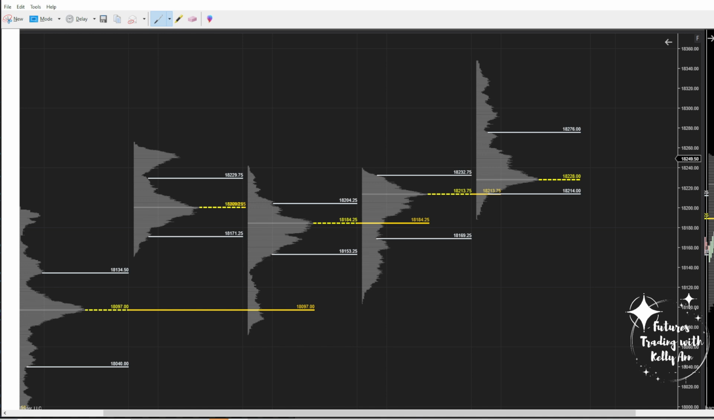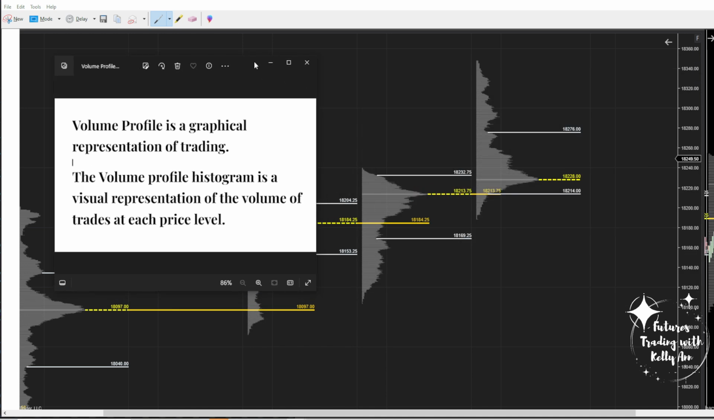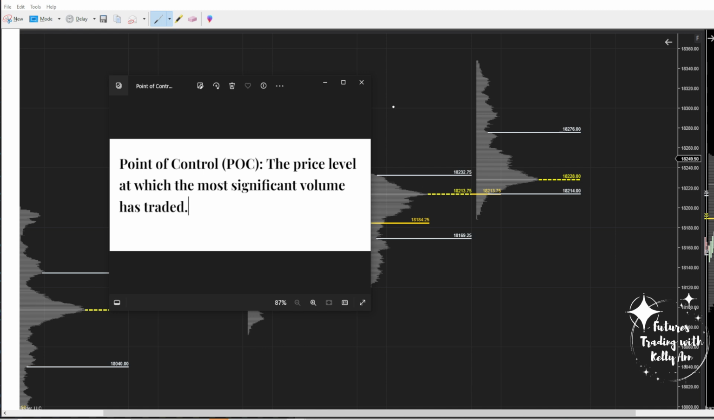Let's just kind of talk about what is volume profile. So volume profile is basically a graphical representation. It's a histogram that tells you the volume of price at each specific level. So this gives you volume and price. So let's talk about some of the terminology.